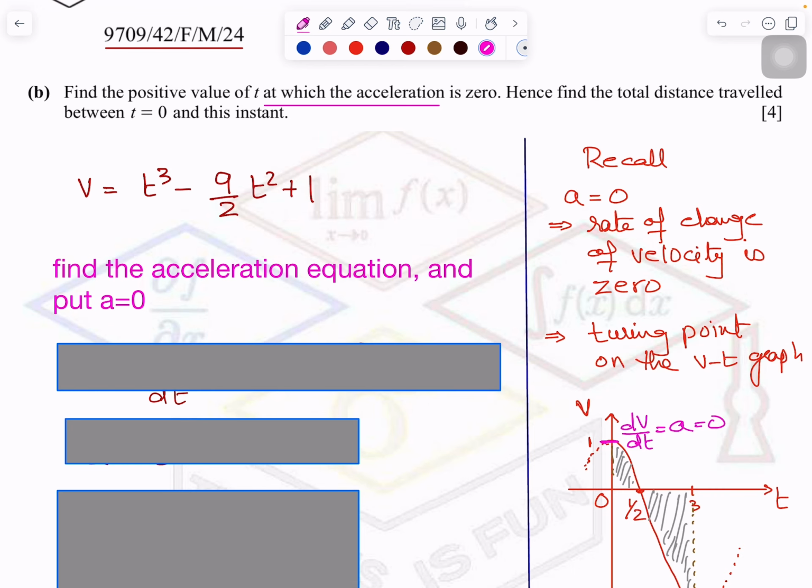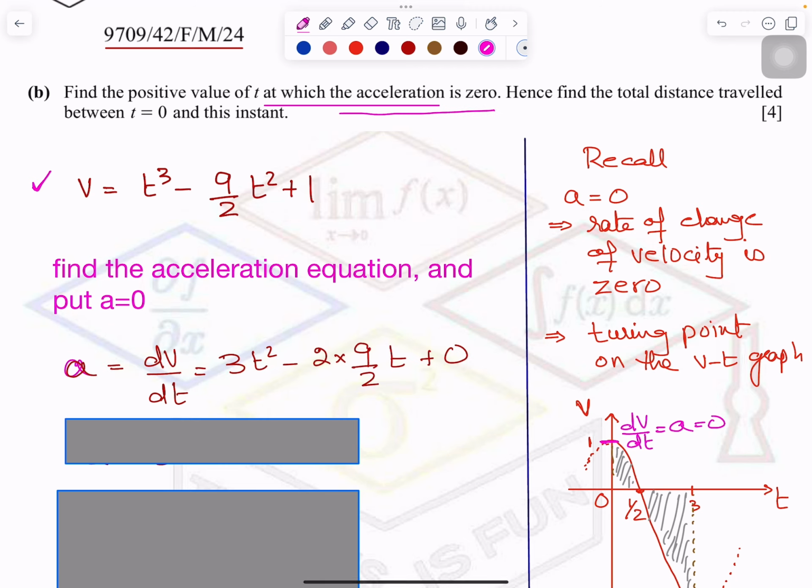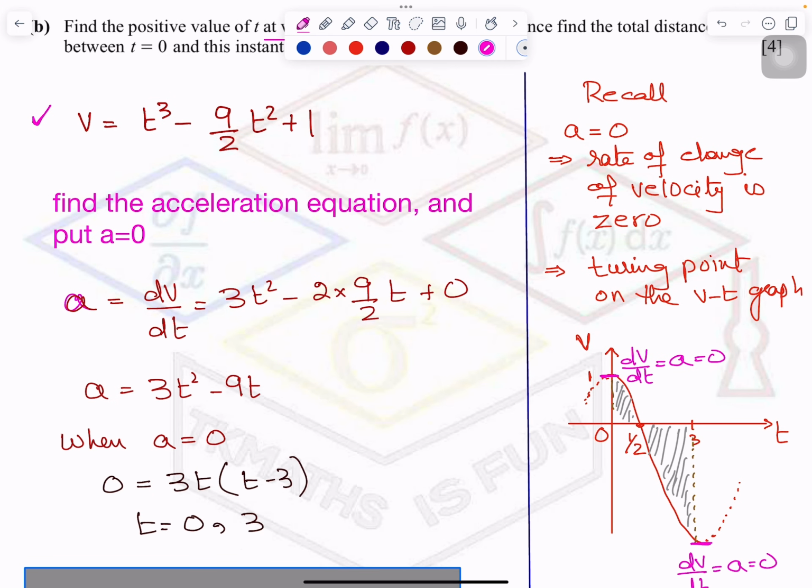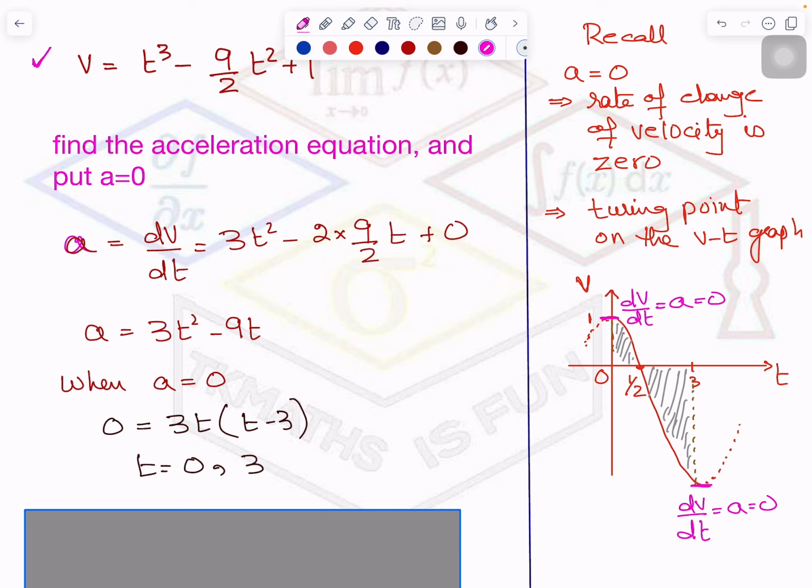Whenever you differentiate the velocity equation, you get the acceleration equation. And when the question says at which the acceleration is 0, it means you differentiate and put it equal to 0 to get the time. Agreed? Now what is the meaning of this? When you get time 0 and 3, what does it represent? On the right hand side, I have done a sketch to explain that at t equals 0, which is here, and at t equals 3, which is here, the rate of change is 0 because it is a turning point.